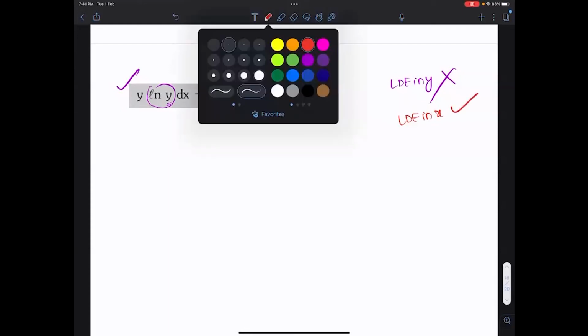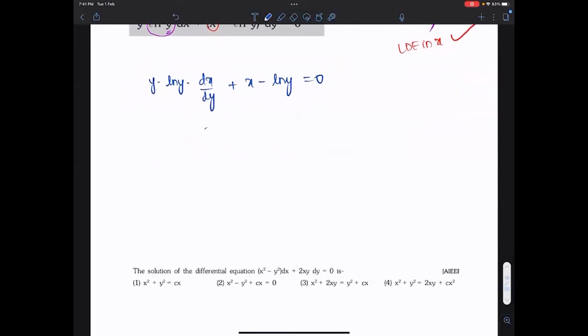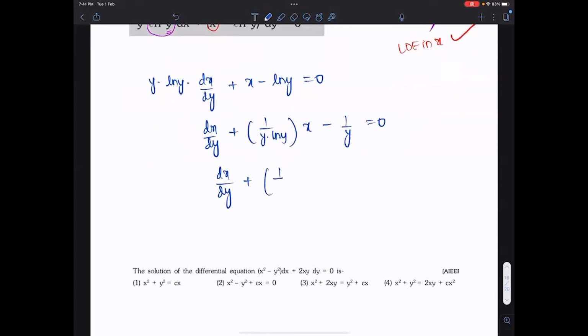How? If you want an LD in x, what you have to do? You have to write dx/dy. Now let us write here: y into ln y into dx/dy + x - ln y = 0. Now dx/dy + 1/(y ln y) into x - 1/y = 0. So it looks exactly like the previous form only, no? dx/dy + 1/(y ln y) into x equals 1/y.